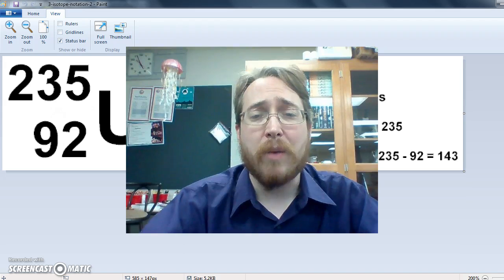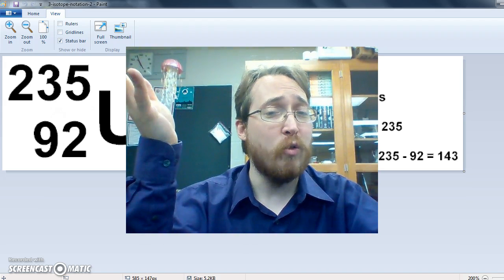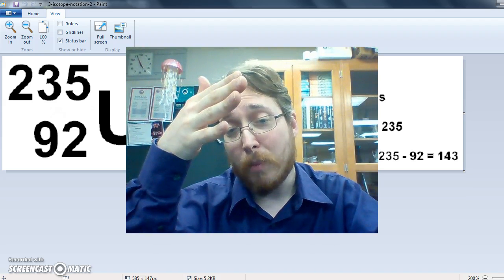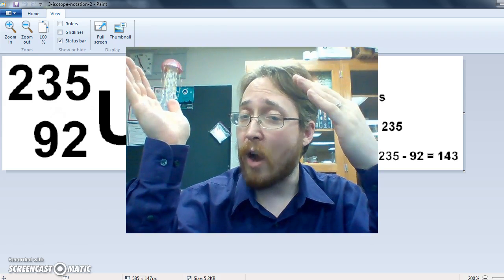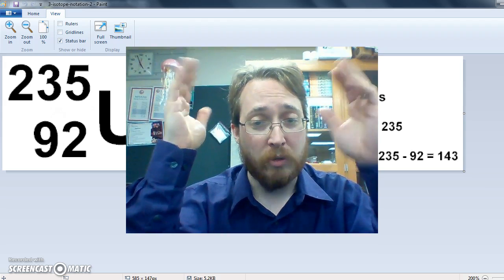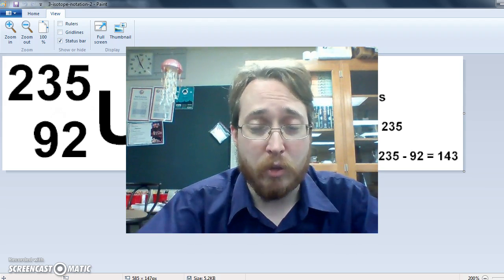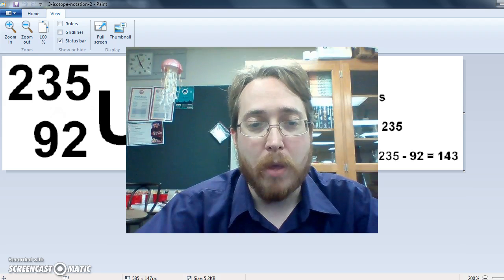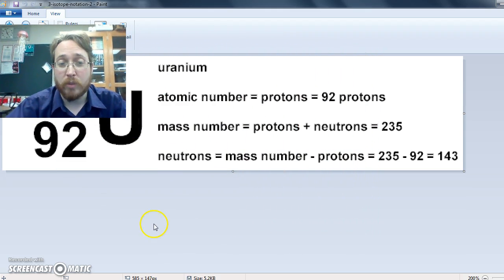But some elements can vary in their number of neutrons, which means the mass of one carbon isn't necessarily the mass of another isotope of that carbon. So there's variation in mass, and that gives us different isotopes based on how many neutrons there are. So let's take a look at how we write about isotopes.